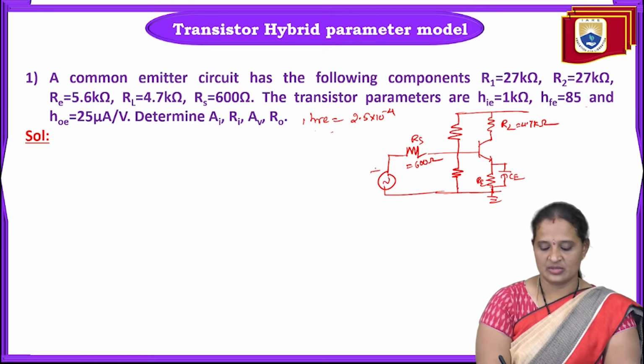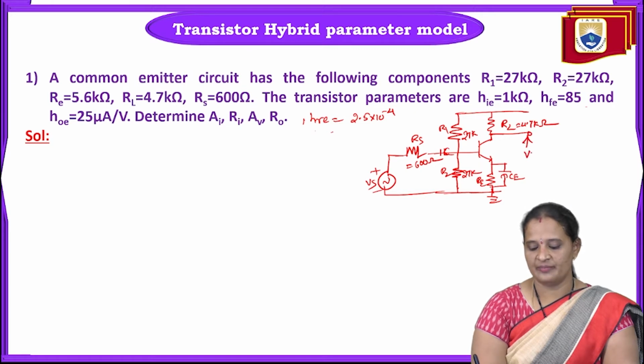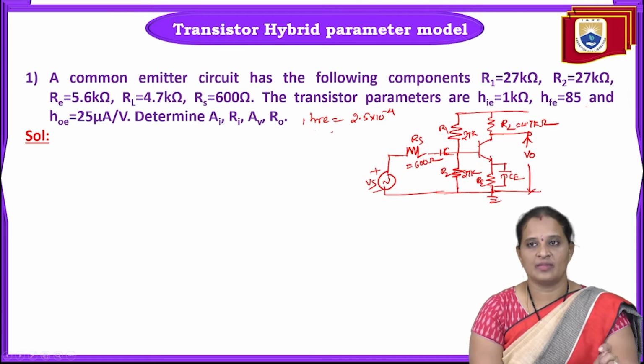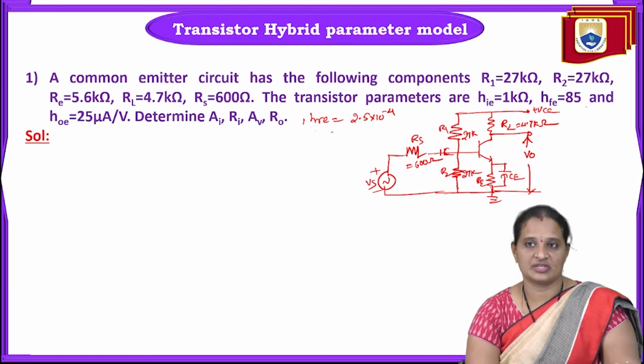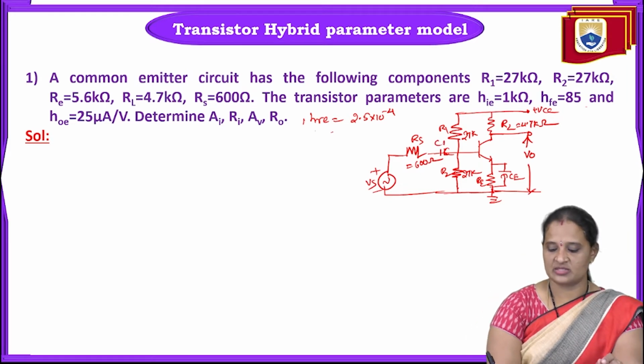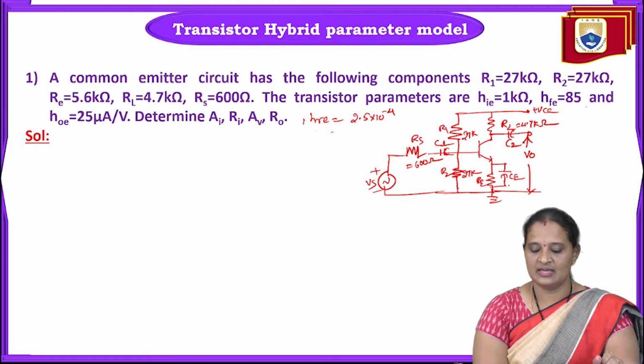Okay, so this is voltage source Vs, and these are R1, R2, where R1 and R2 are also 27K, and here we are taking the output across the load resistor. So this is the circuit we have, and this is the plus VCC. This is a common emitter configuration circuit diagram. So this is a coupling capacitor C1. Let us have one more capacitor, that is C2 here, and this is the emitter capacitor.